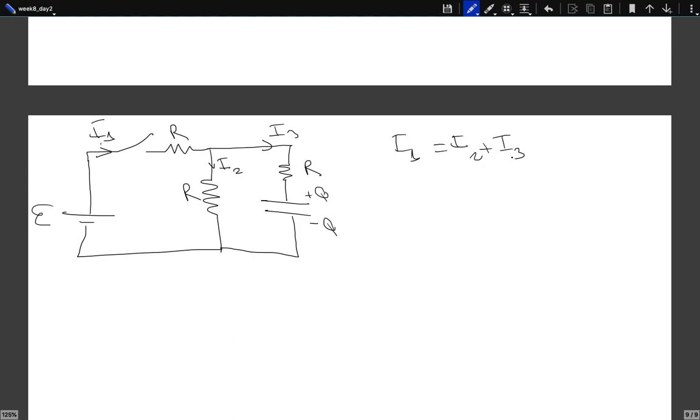Now let's write the relation between the currents and dq by dt. So dq by dt would be the total current entering my capacitor. What are the currents entering my capacitor, depositing charge on my capacitor? I3. So dq by dt is I3. This is one additional equation I have compared to the other examples we had discussed.